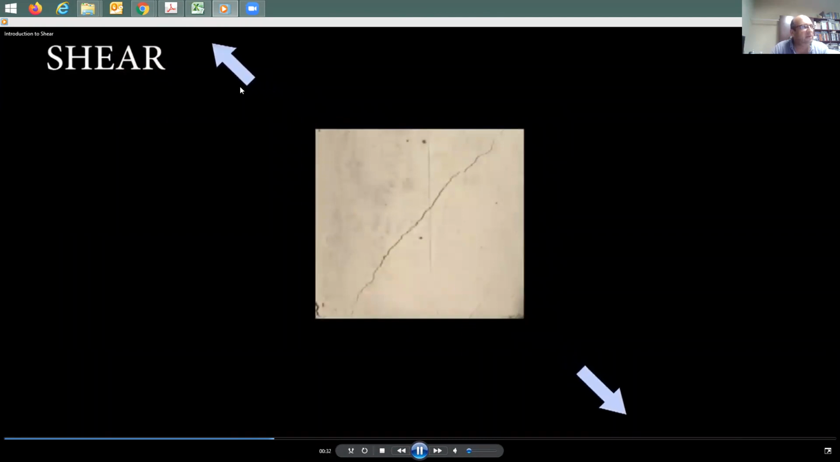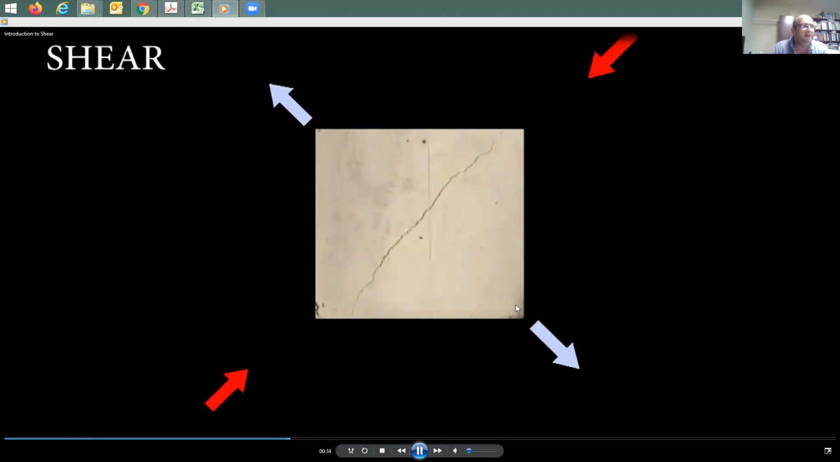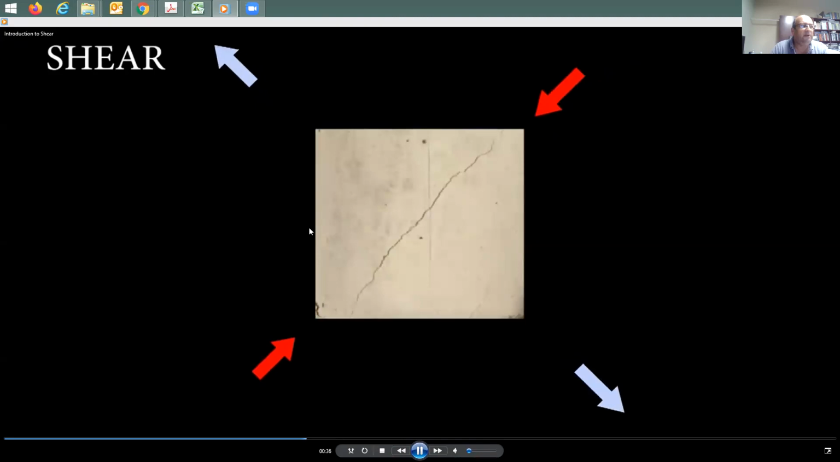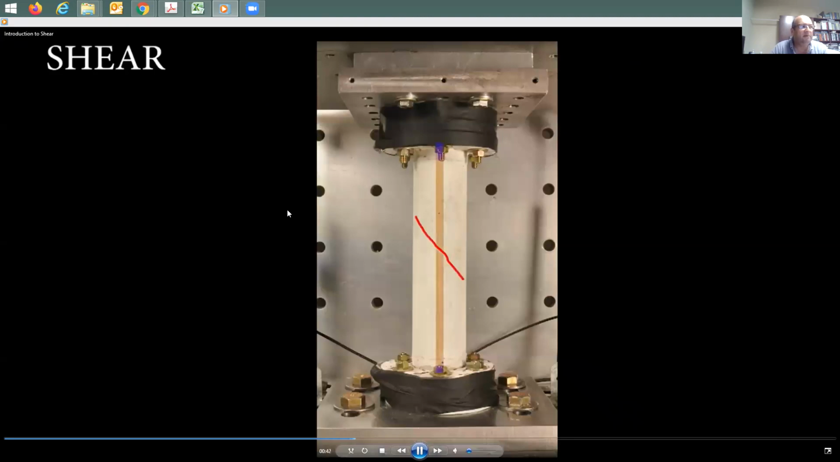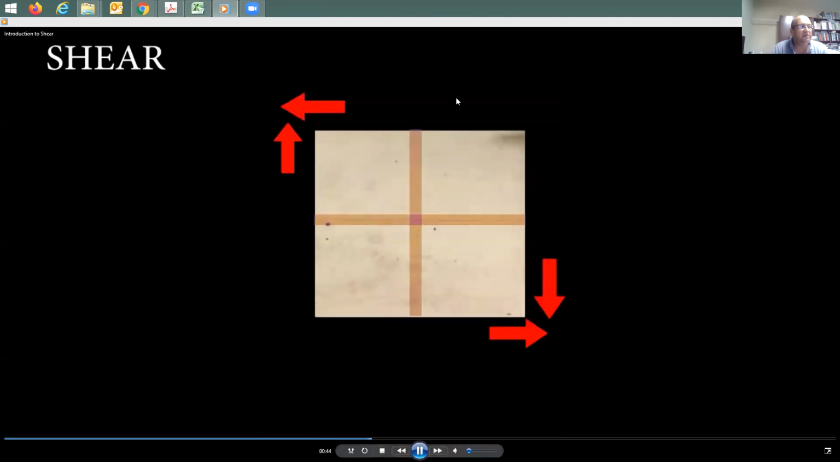It's causing what we call here diagonal tension. At the same time, you're pushing. If you guys recall the stress element, if you remember also Mohr's circle. So in this case, you're going to be pushing it to the right.